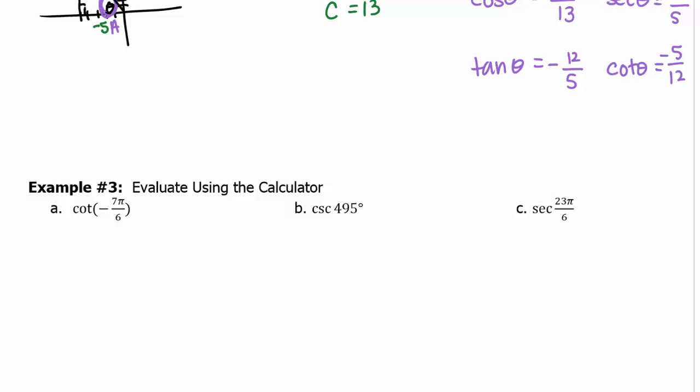So we're just going to quickly review how to use our calculator because we have different types of angles. Negative 7 pi over 6 is a radian angle, right, because of that pi. So we need our calculator to be in radian mode. And when we type it in, there's no cotangent button, so that's 1 over the tangent of negative 7 pi over 6. And we're going to type that in.